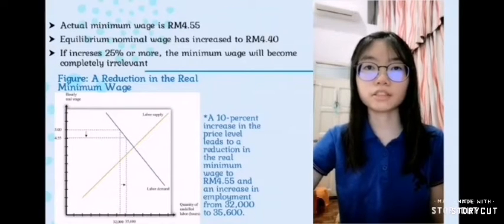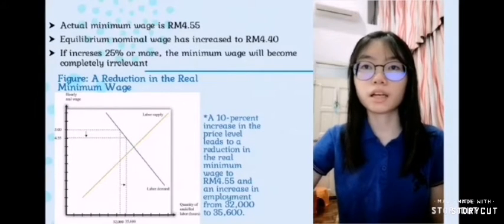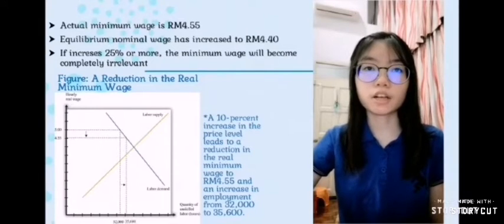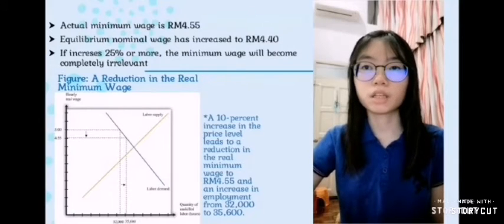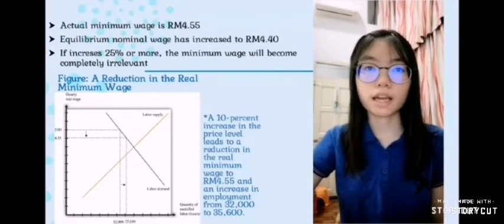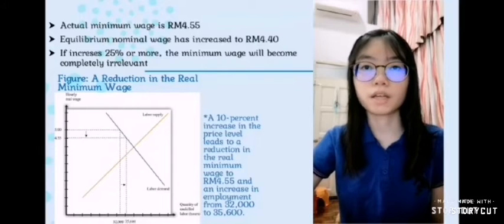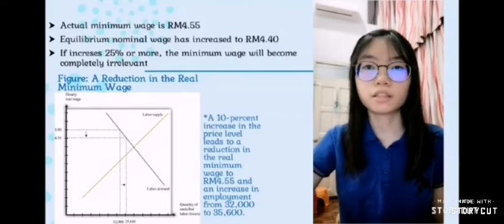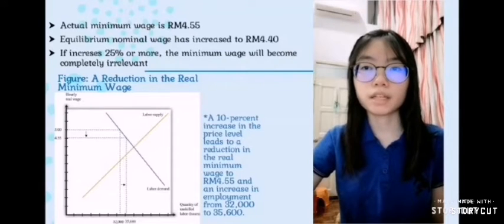In the figure, a reduction in the real minimum wage. The actual minimum wage is 4.55 ringgit, which is still higher than the equilibrium wage of 4 ringgit. In other words, the equilibrium nominal wage has increased to 4.4 ringgit, but this is still lower than the nominal minimum wage of 5 ringgit. However, if the price level is increased by 35% or more from the past year, the minimum wage will become completely irrelevant.